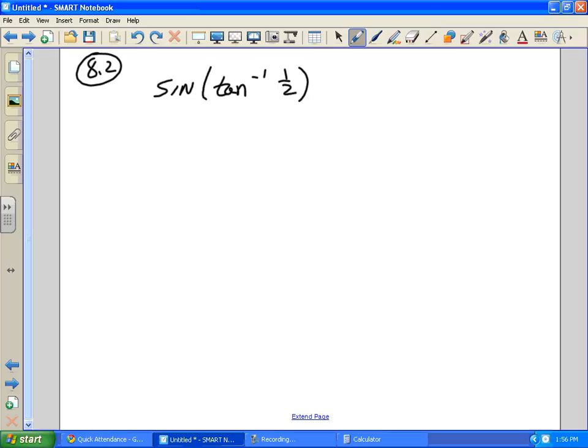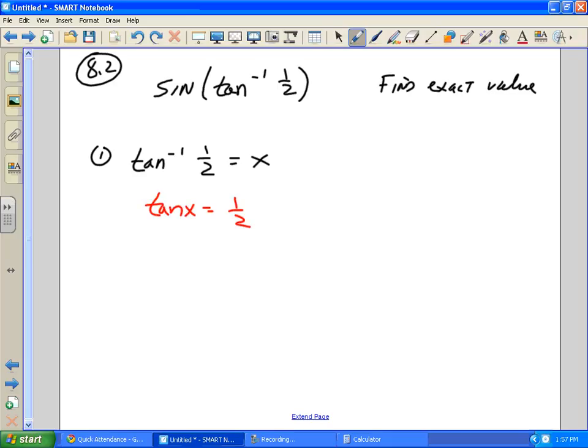I want to find the exact value. So we know we work with the inner parentheses. So what I'm going to start off with: 1. The inverse tangent of a half is equal to x. If that's true, isn't it true that the tangent of x is equal to a half? Isn't that true? Okay, and that's what I need to do.